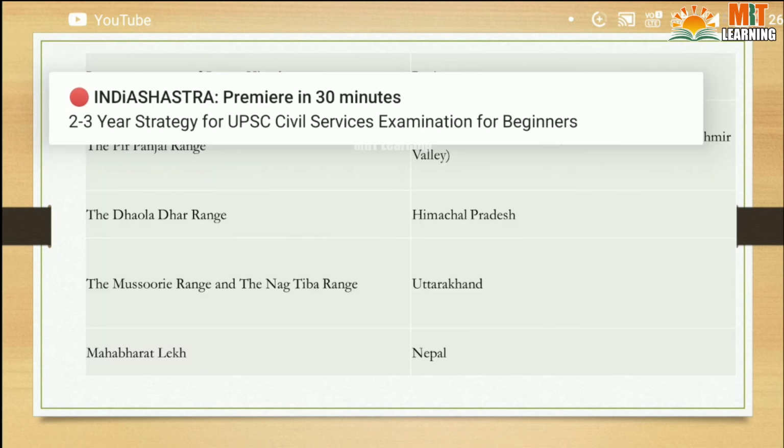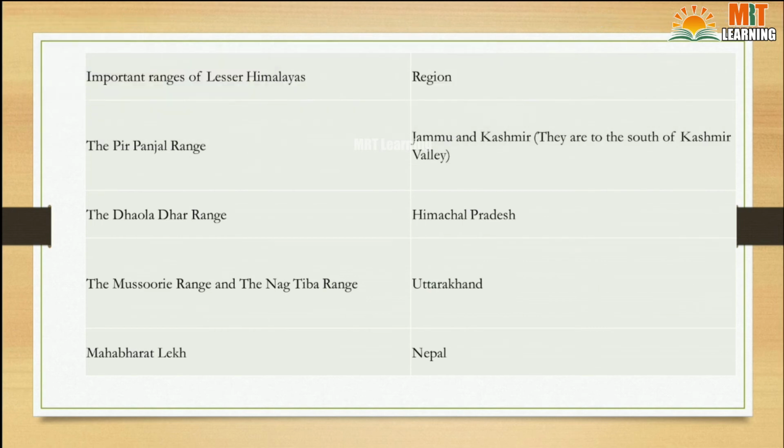See some important ranges in the Lesser Himalayas: Pir Panjal range in Jammu and Kashmir, Dhauladhar in Himachal Pradesh, Mussoorie ranges in Uttarakhand, and Mahabharat in Nepal. So these are the important ranges we can see in the Lesser Himalayas.